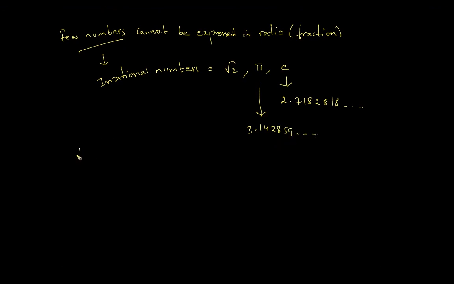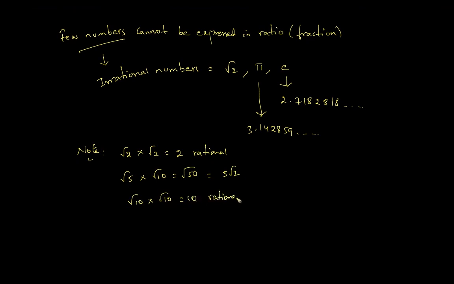And note, when you multiply some irrational number with another irrational number, it might be a rational number. See, root 2 into root 2, what do you get? 2. This is a rational number, right? Similarly, root 5 into root 10, if you make it root 50, you get root of 25 into 2, that is 5 root 2. Again, it is irrational, right? Root 10 into root 10, you get 10, then it is a rational number, right? Clear? This is the concept of the rational and irrational, right?